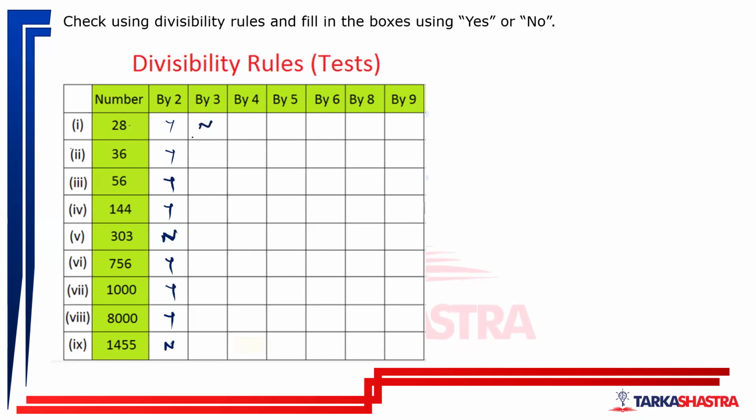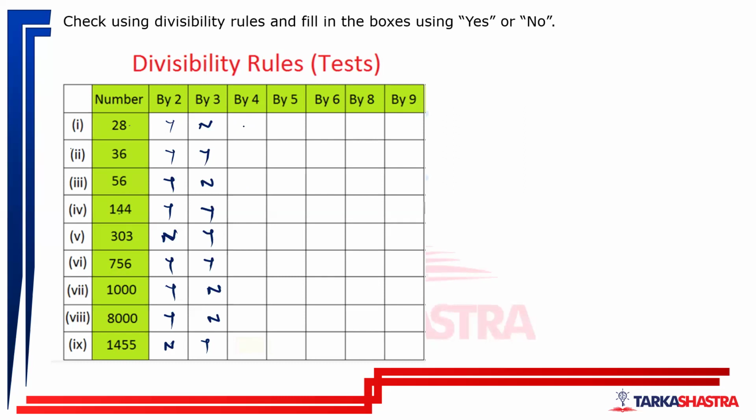28 divisible by 3, no. 36 divisible by 3, yes. 56 divisible by 3, no. 144 divisible by 3, yes. 303, yes. 756, yes. Total is 18, no. This is no, this is no, this is yes. 1455, total is 15. Now let us check the divisibility by 4.